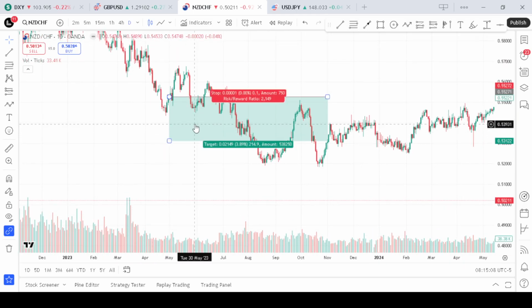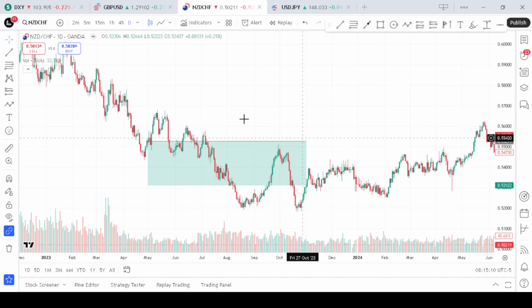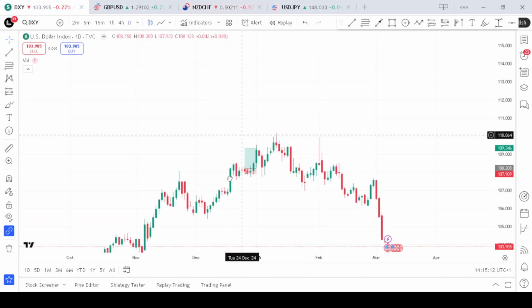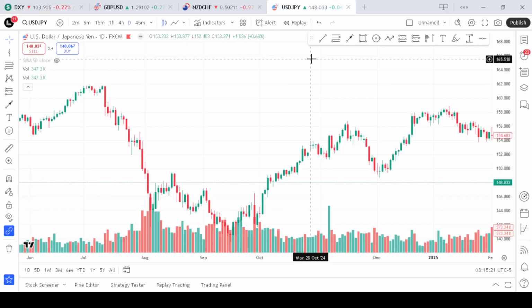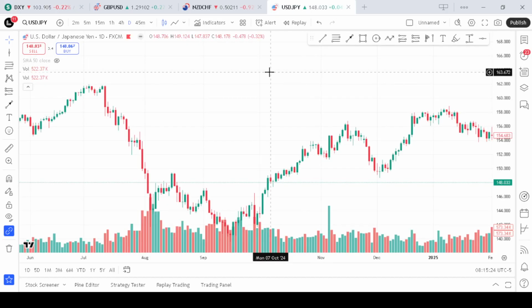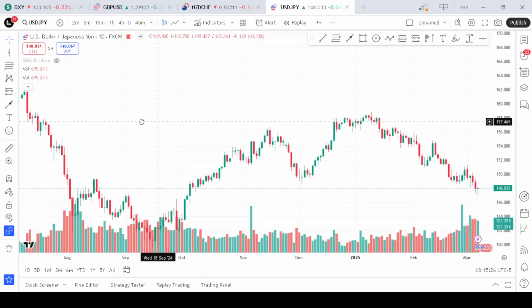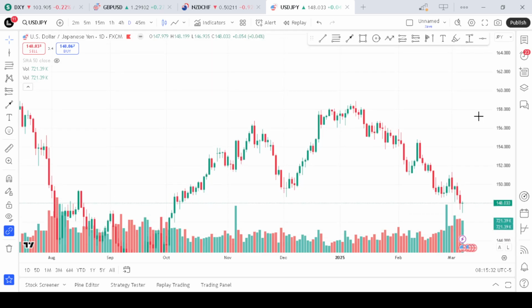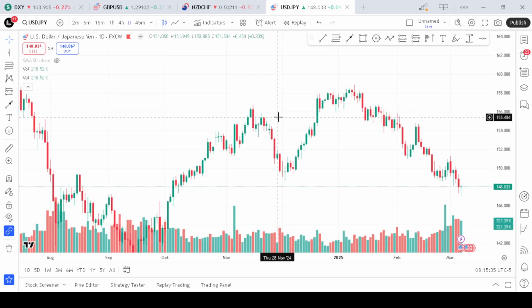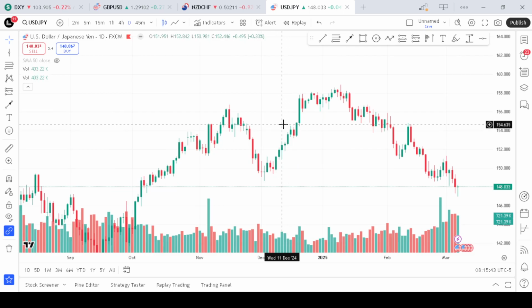Now let's look at the last strategy, which is the turn of the month effect. This strategy capitalizes on the tendency for positive returns around the turn of the month. It is seen in various financial markets, which includes Forex. The entry is you open a long position on major currency pairs against the JPY, at the close of the fifth to last trading day of the month.